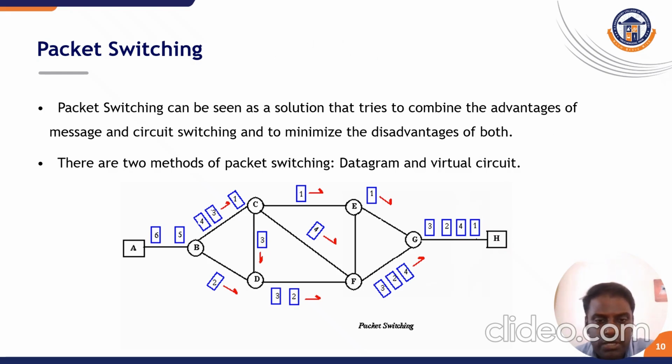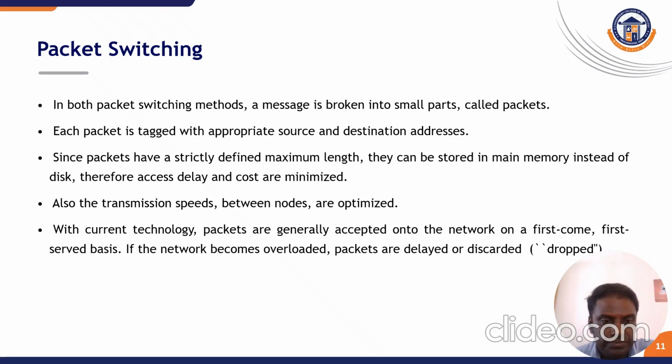And the next thing is packet switching. Packet switching can be seen as a solution that tries to combine the advantages of message switching and circuit switching, and to minimize the disadvantages of both. So it acts as a hybrid, taking only the positive sides from circuit switching and message switching, and leaving the disadvantages. There are two methods of packet switching: datagram and virtual circuit. And we are seeing the working principle diagram of packet switching.